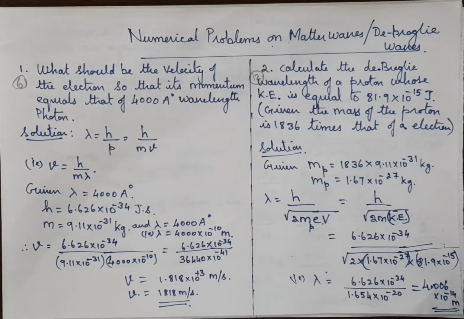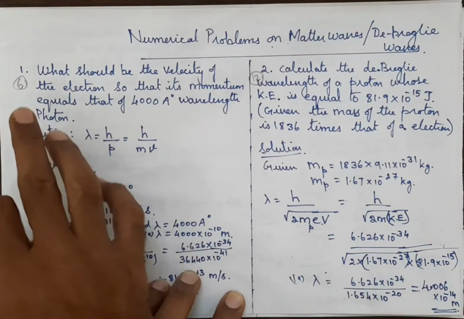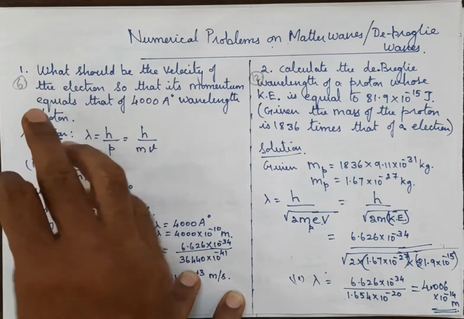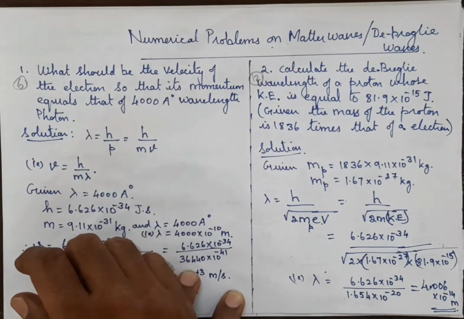In this video, we are going to discuss a few numerical problems on matter waves and de Broglie waves. This is the sixth problem in the state board syllabus, in the numerical problem section of this unit 7.